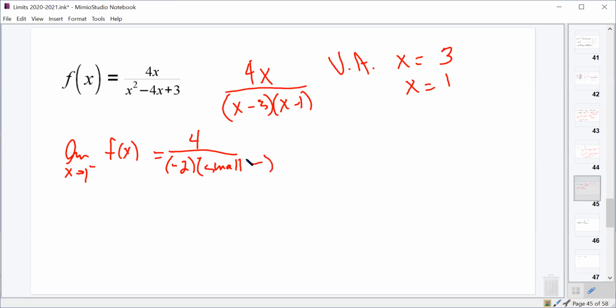Negative. So now we've got a positive in the numerator, 2 negatives in the denominator, which is going to cancel out to make a positive. And one of those things in the denominator is exceptionally small. So what should we end up with here? Positive infinity, exactly. Everybody good with that?